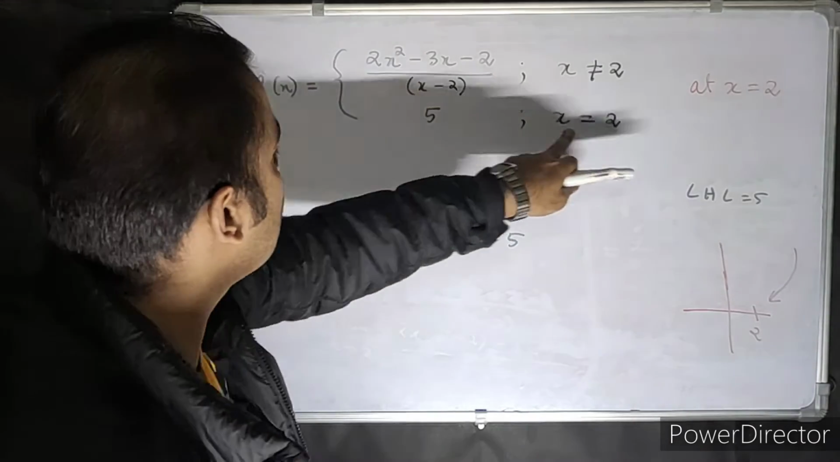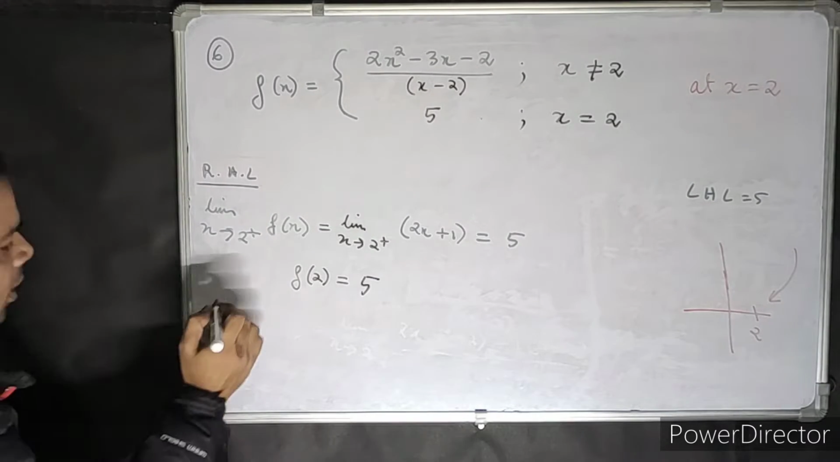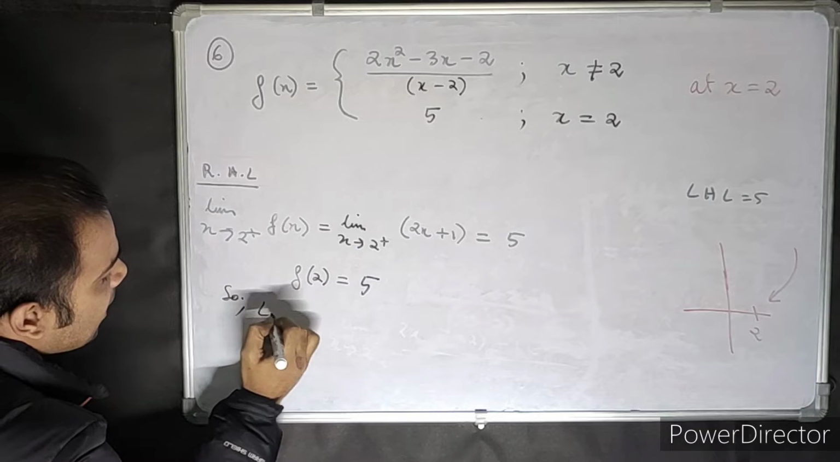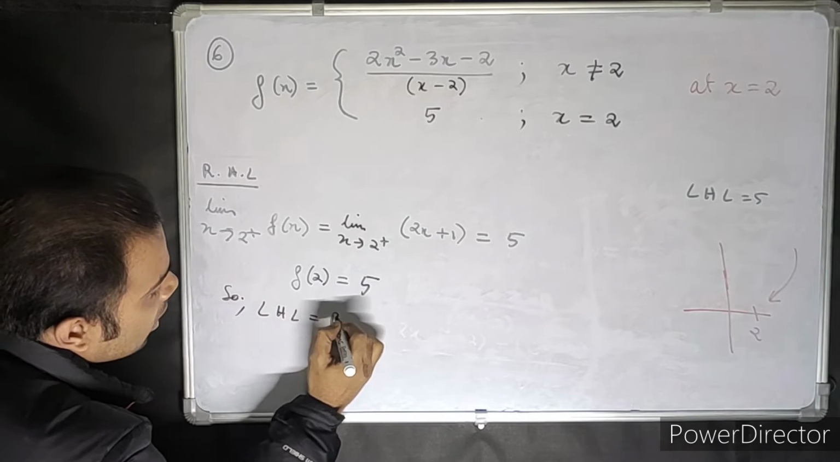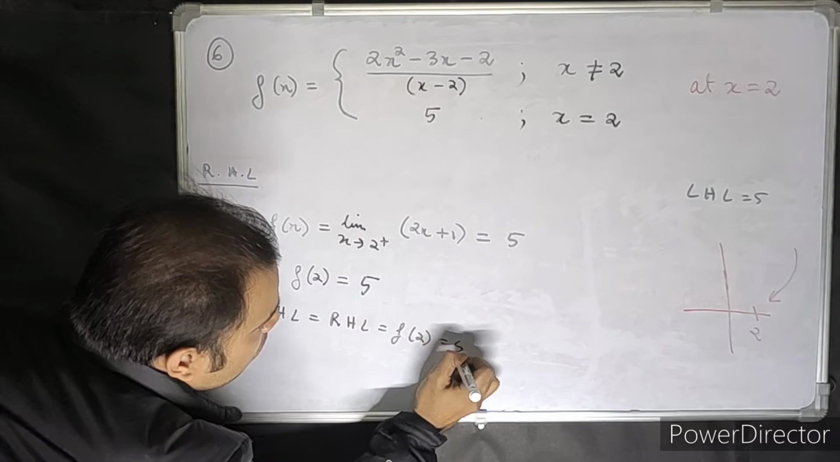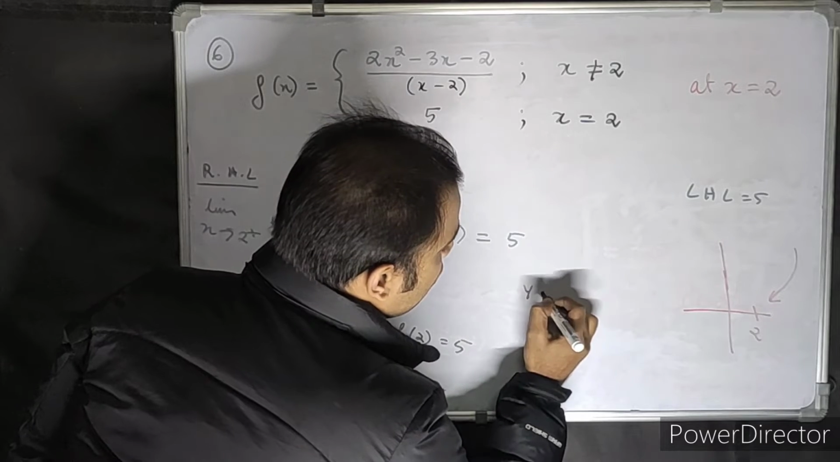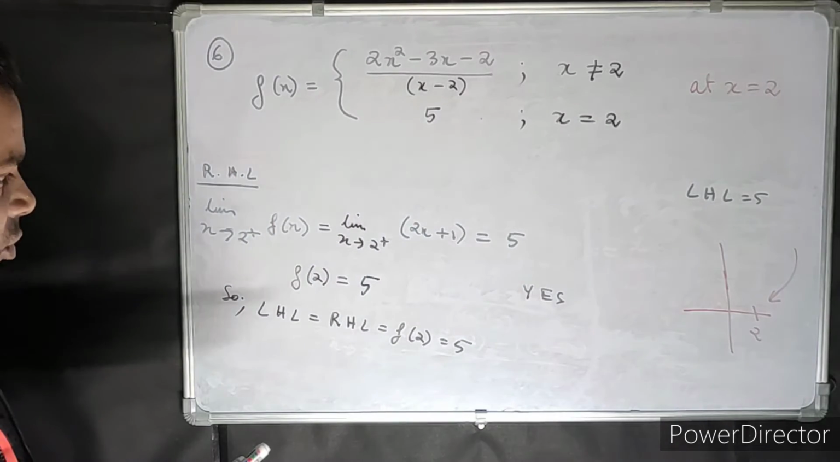So when x is equal to 2, the answer they are telling you to take is 5. So you will write LHL equal to RHL is equal to f of 2, which is equal to 5. So yes, this is continuous. Don't write like me, in short.